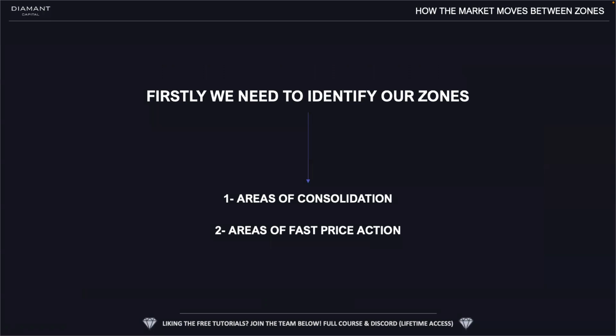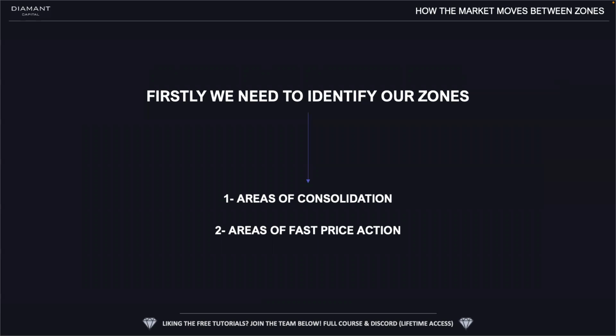So the first thing that we're going to talk about is how the market moves between certain zones. Now, when I talk about these zones, the first thing we have to do is identify what these are. In my opinion, through all my observations of the market, there are two kinds of areas that you can look at. One of them is an area of consolidation, and another one is an area of fast price action.